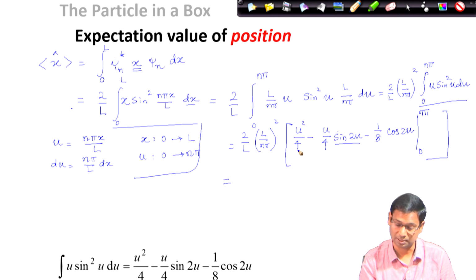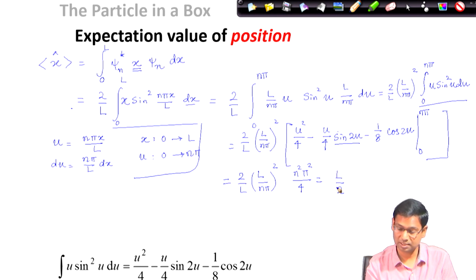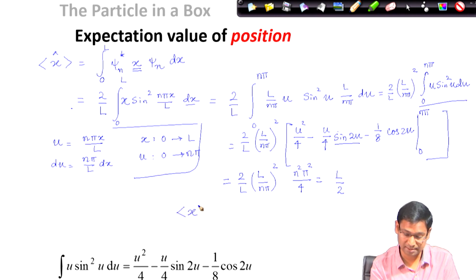So, I am left with only the first term, and when u is n pi, I have u square as n square pi square, and when u is 0, this term becomes 0. So, essentially the integral evaluation becomes much simpler. When I look at this, the n square pi square cancel out, L square cancels out, and I will be left with L by 2. So, what this tells us is that the expectation value of x is L by 2.